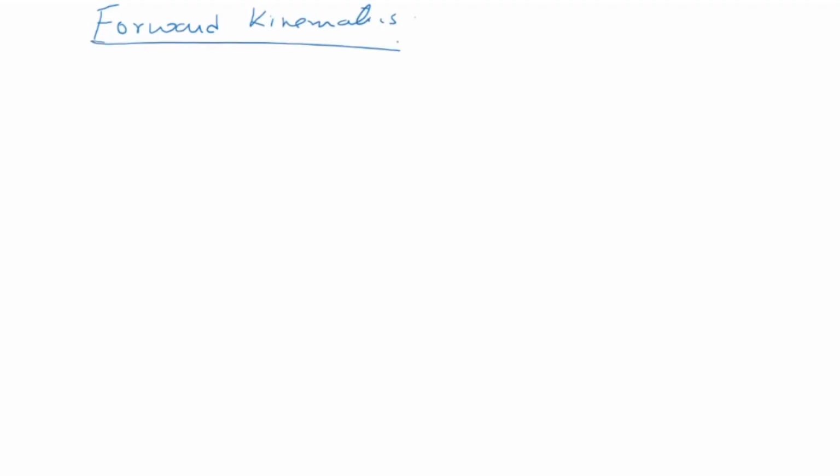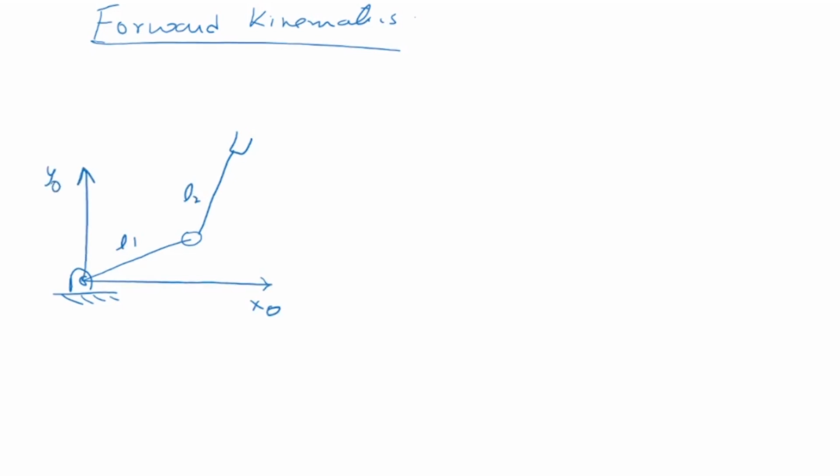Okay, now I'll draw this figure again. So this is L1, that's L2. Let me say this is my X0, that's my Y0, just to understand. And my Z0 comes out this way. I'm not drawing it, that's my Z0. Now this is my angle theta 1, that's my angle theta 2. We can do that using DH parameters.